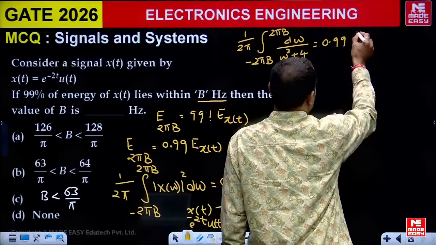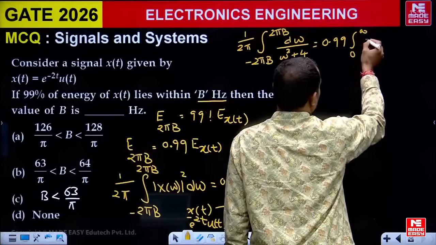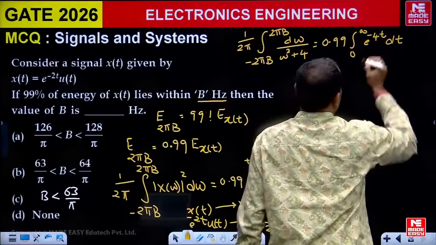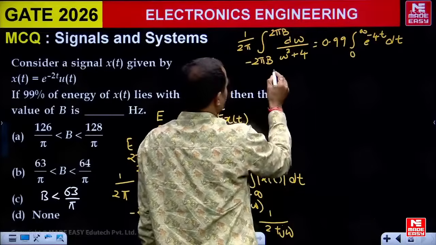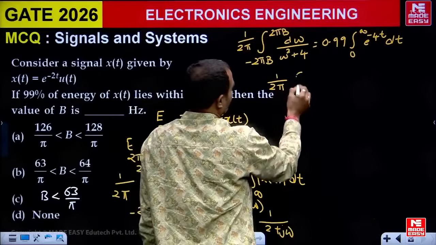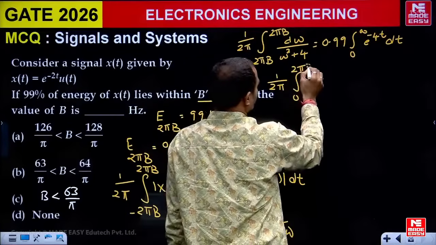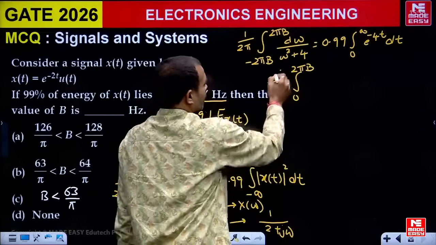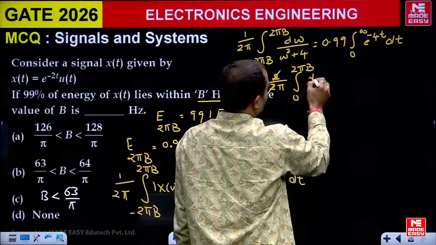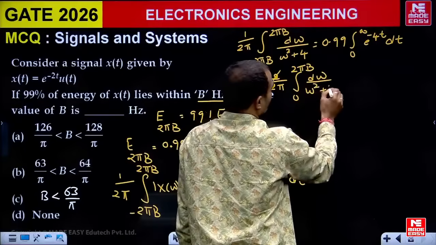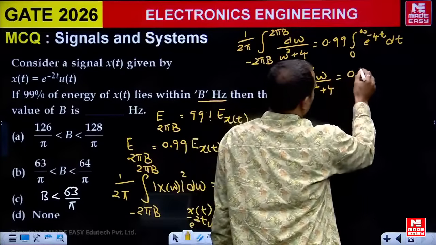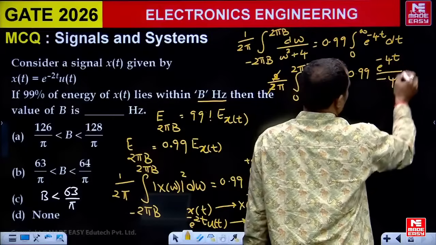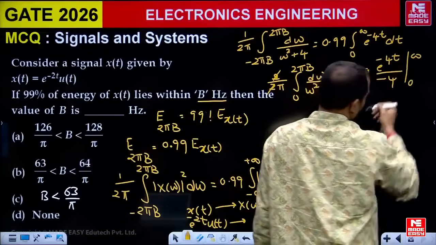Energy present is equal to integral from 0 to infinity, e to the power of minus 4t into dt. So when you solve this value, we can write like this, 1 by 2 pi integral 0 to 2 pi B, additionally a 2 we are getting because of the even symmetry. So this 2 and 2 will cancel out, and d omega divided by omega square plus 4 is equal to 0.99 times the energy present in this signal, which is equal to e power minus 4t divided by minus 4. The limits are from 0 to infinity, giving 1 by 4.